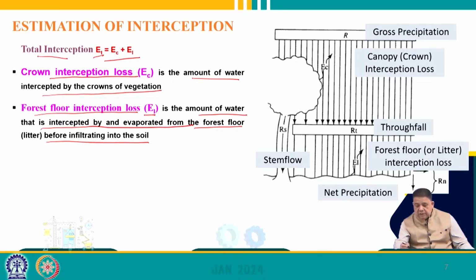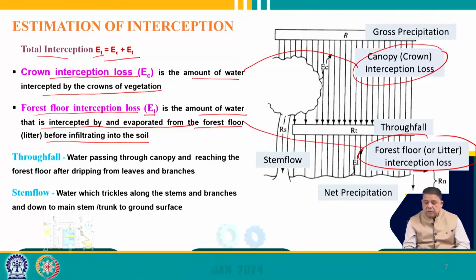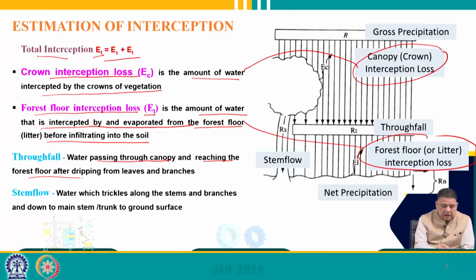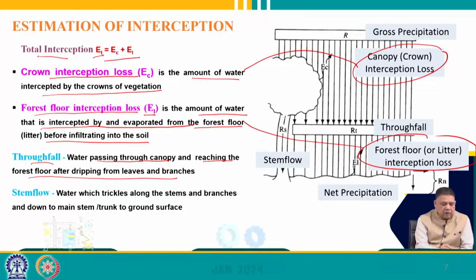There are two more terms which we come across. This canopy interception loss is EC, and forest floor interception loss is EL, as we are defining here. The two other terms are throughfall, which is the water passing through the canopy and reaching the forest floor after dripping from leaves and branches. Typically, if you stand below a tree after a rainfall, you will see a lot of water dripping through, and that is nothing but throughfall.